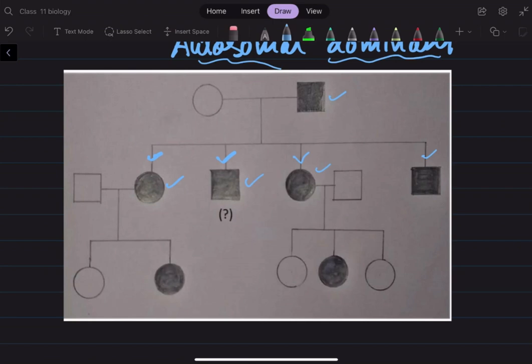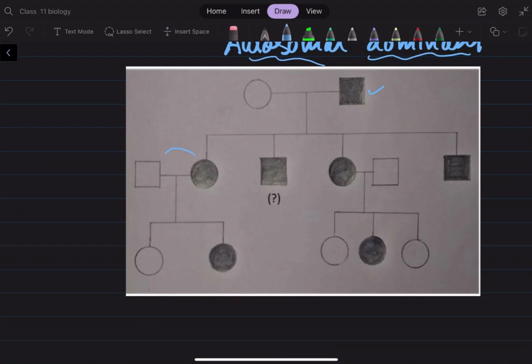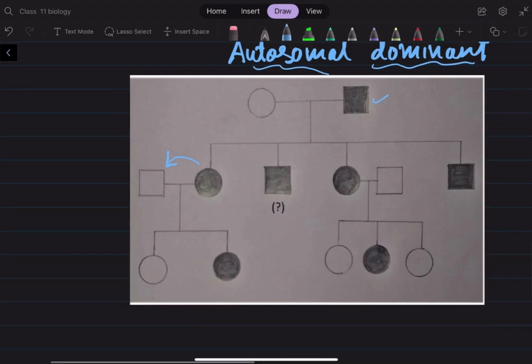You can see here, right? All of them have the disease. Now their offsprings, when again married to a normal person, have again an affected one here. For this you can see that obviously this is unaffected. So the genotype for this should be aa, because even if there is one dominant allele, the person would be affected, but in this case, it has to be recessive.